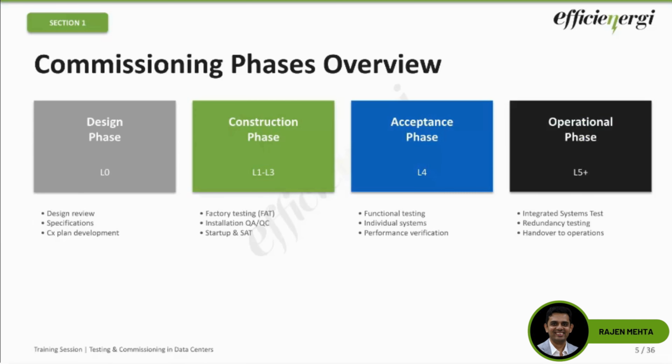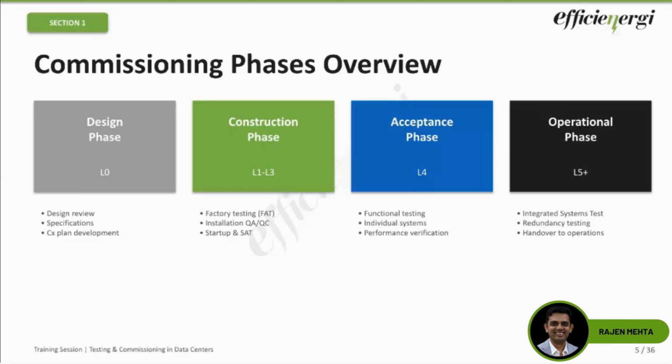And the last is the operational phase, or the L5 plus phase, where we go into IST, the integrated system testing. We are ensuring that everything is working together as designed, and we are doing redundancy and failover testing. And finally, we hand over to the operations team.